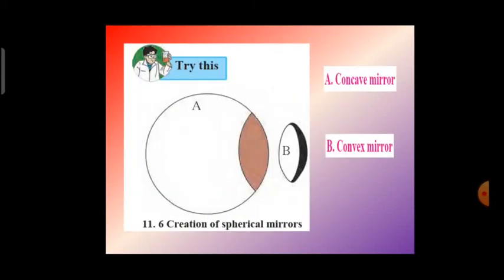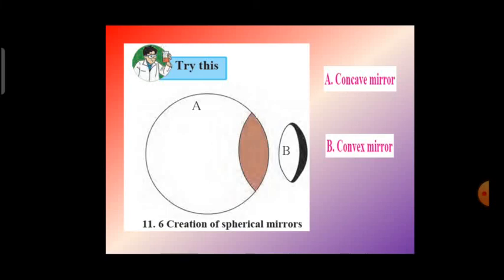Try this. Creation of spherical mirrors. If we cut a rubber ball into two parts as shown in the figure, we can see that each of the two parts has two types of surfaces. Generally, spherical mirrors are part of a hollow glass sphere like the part B in the figure. The inner or outer surface of this part is coated with a shiny substance to produce a spherical mirror. Reflection of light takes place either from its outer or inner surface.